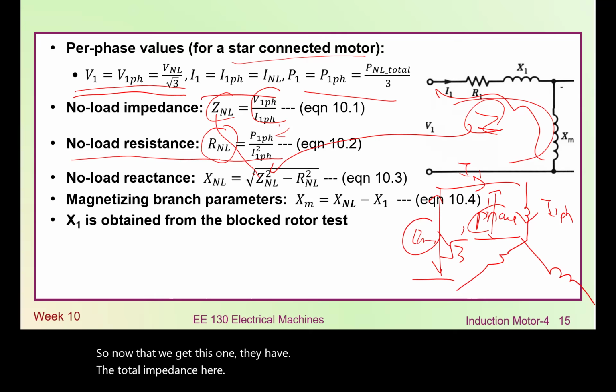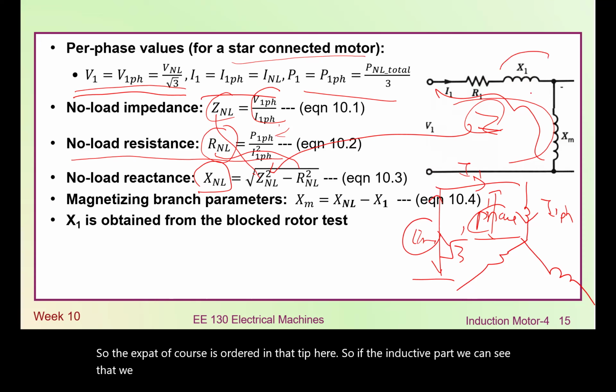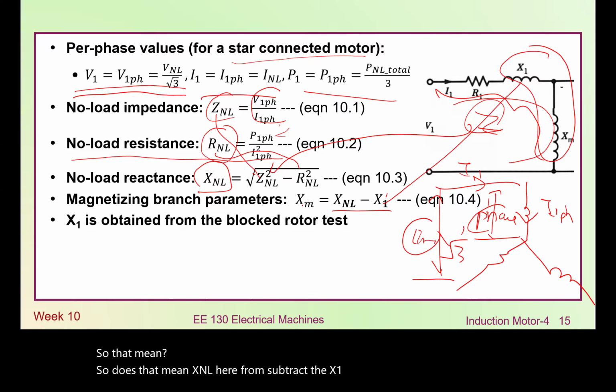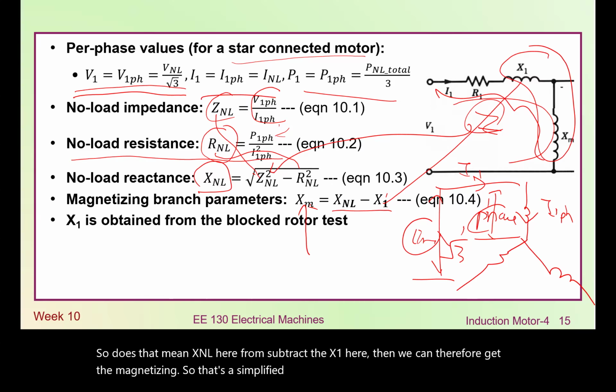And then if we subtract the resistive part, we end up with the X part. The X part, of course, is all the inductive part here. If it is the inductive part, we can see that it relates to here. So that means X_L, if we subtract the X1 here, then we can get the magnetizing. So that's a simplified method. We're able to estimate the magnetizing component.